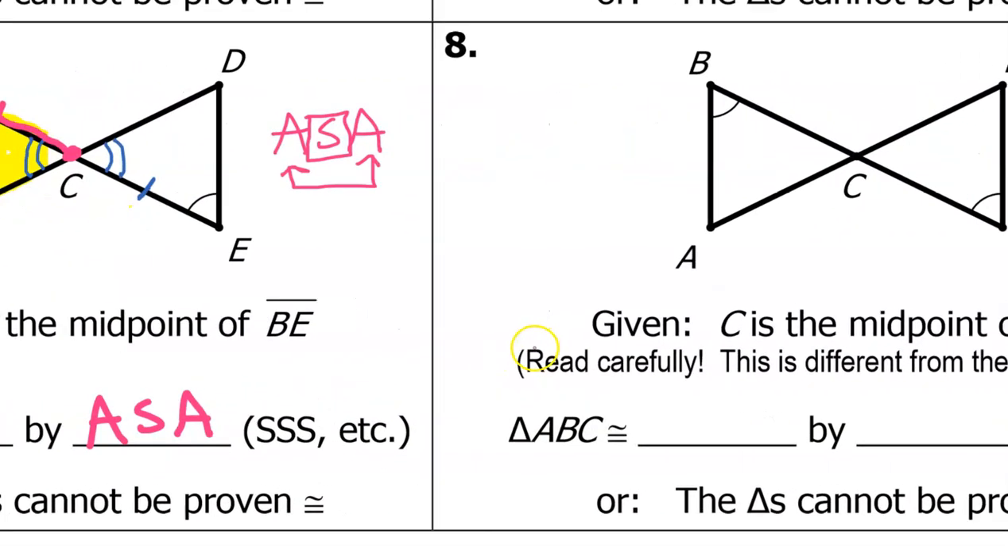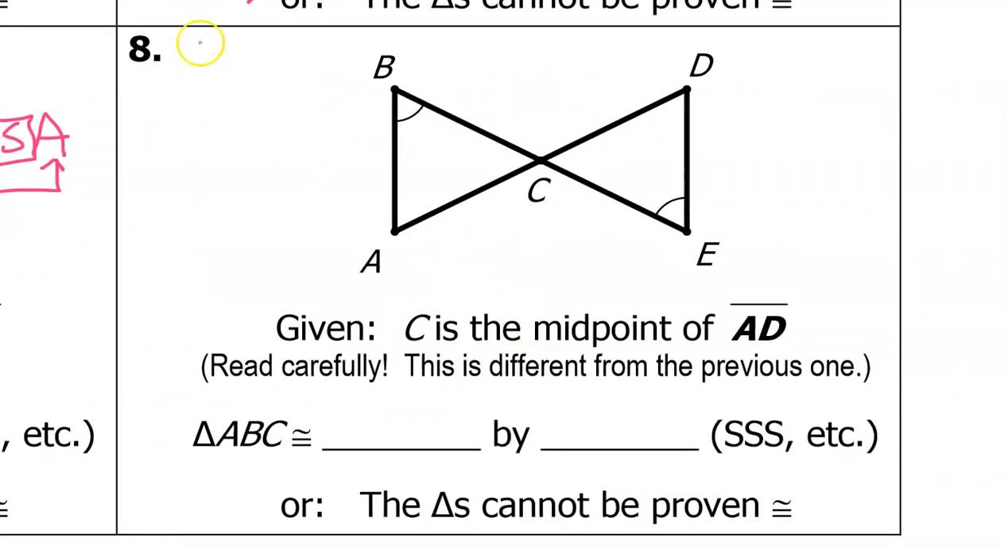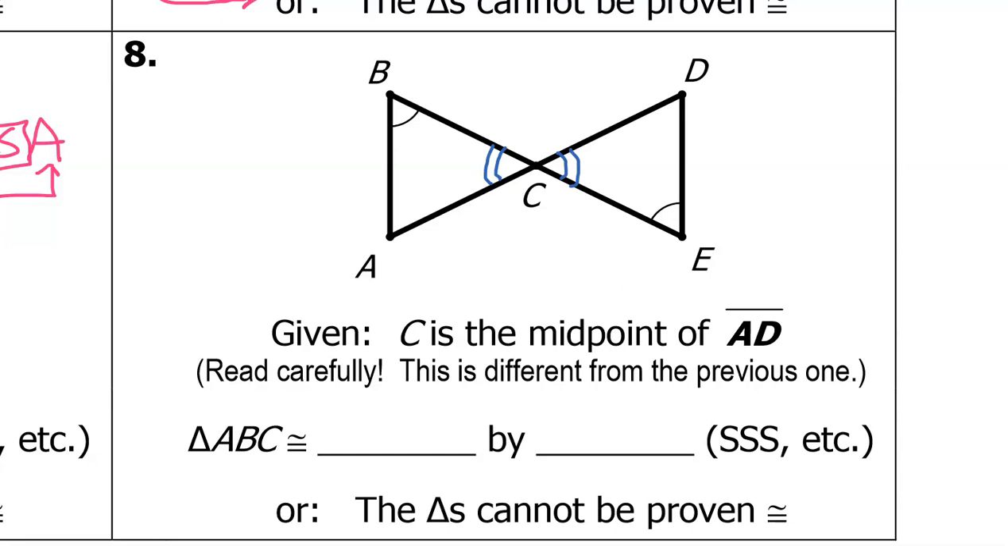Okay, what about problem number 8? Go ahead and mark the vertical angles congruent. Boom and boom. Now here's a tiny bit of additional information. We are given that C is the midpoint of segment AD. So here is segment AD. C is the midpoint of this. That means that this side is congruent to this side. AC is congruent to CD.